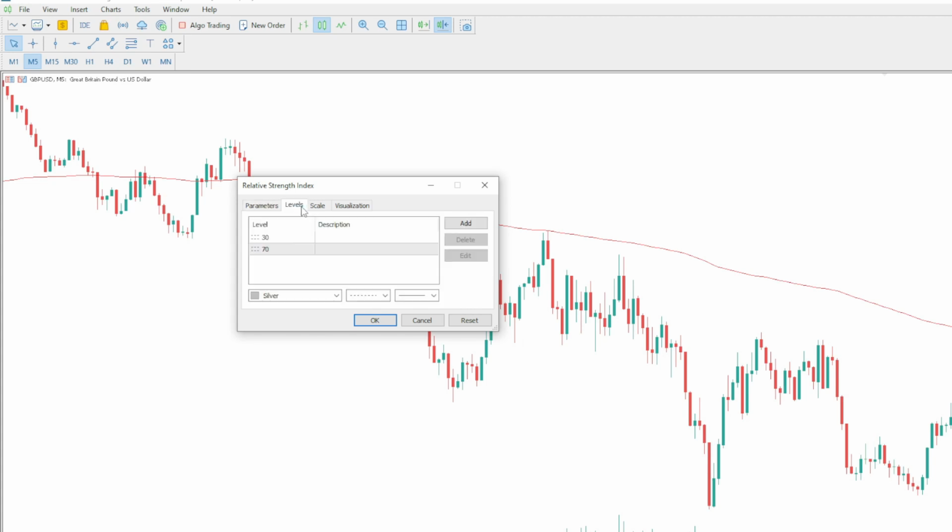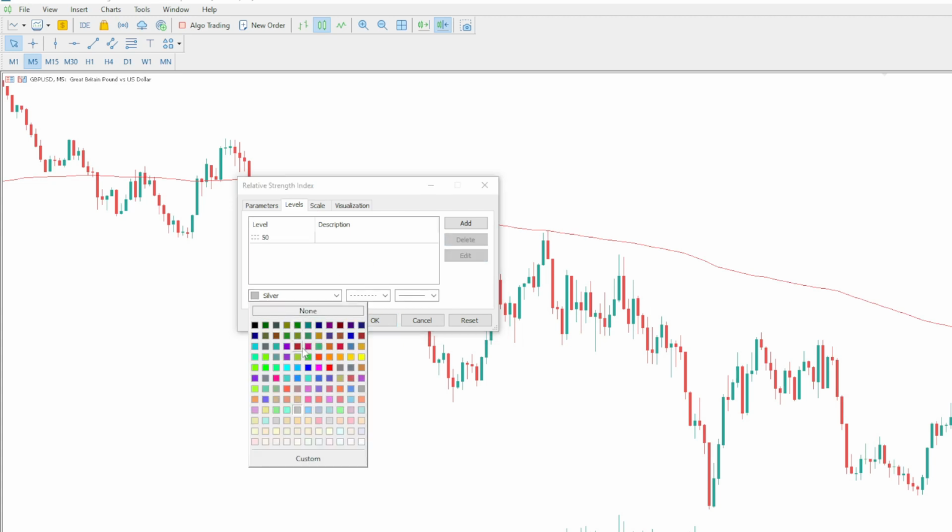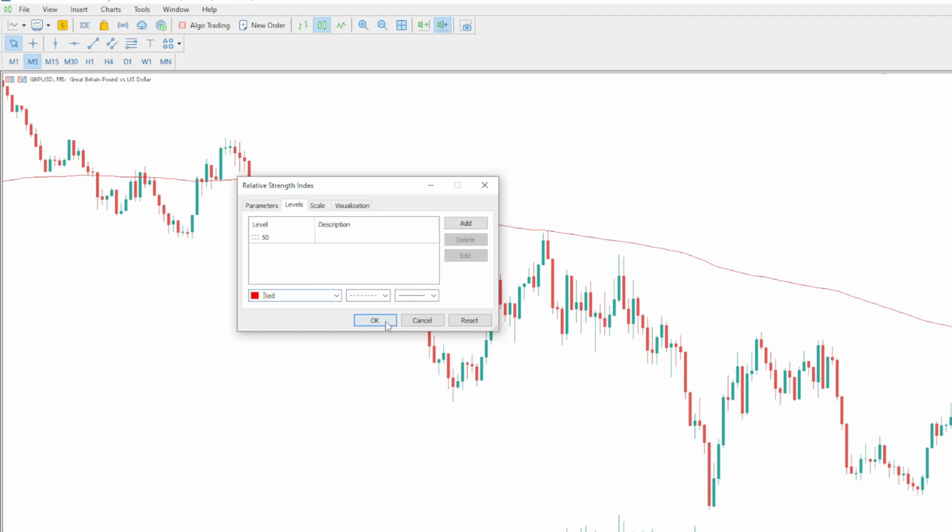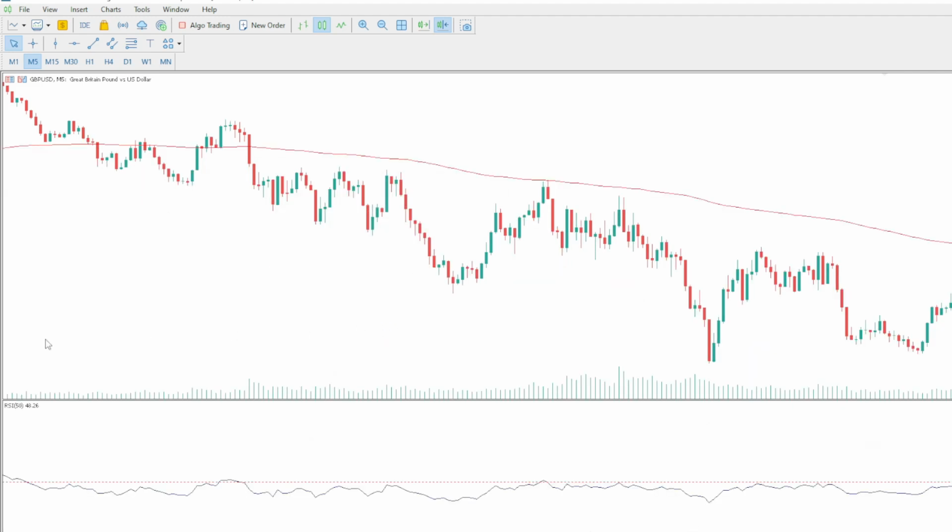Next, go to the Levels tab. To set the RSI levels, double-click on the number, change 30 to 50, and remove the level 70. Finally, adjust the line color according to your preference. Click OK when you're done. And now, your indicators are ready for use.